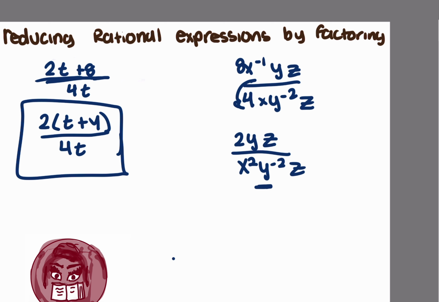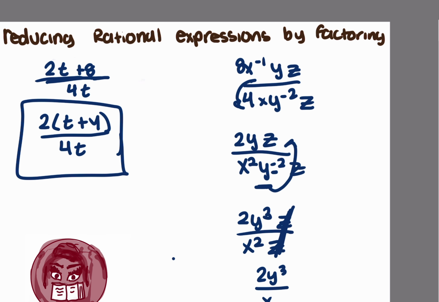And now this y to the negative 2, for the same reason, will go back up because it's a negative number. So we do 2 y to the third z over x squared, actually no y, just z. And we know these z's cancel, which leaves us with 2y to the power 3 over x squared.